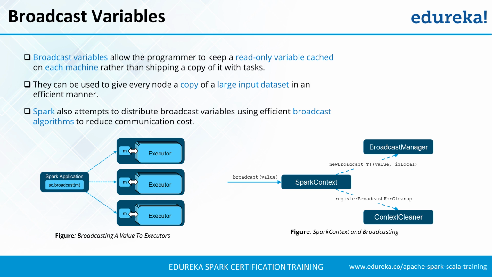Similarly, we have broadcast variables. Broadcast variables allow the programmer to keep a read-only variable cached on all the machines which are available. They can be used to give every node a copy of a large input data set in an efficient manner. Spark will also attempt to distribute the broadcast variable using an efficient broadcast algorithm to reduce the communication cost. As you can see here, we are passing this broadcast value to the Spark context, and then it is broadcasting to these places.